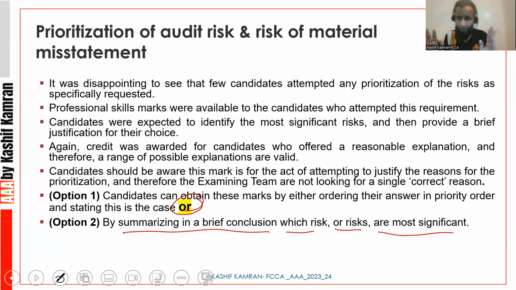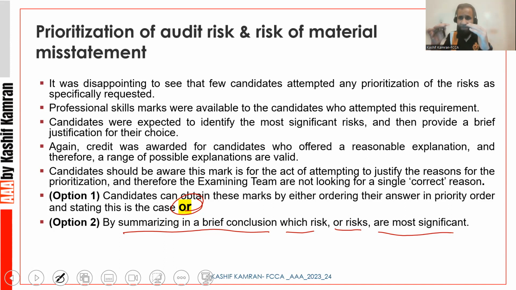then with option 2, you write the risks in any order. Suppose you get a risk in the first paragraph, a first year audit, you write that first. Then when reading through the case study, you get something about a government grant, you write that. Then you get a new accounting policy, you write that. Then you get something about impairment of property, plant, and equipment, you write that. So you are just writing risks as you get them, not arranging them in any order. So option 2 is that. Option 2 is saying, by summarizing in a brief conclusion, which risk or risks are most significant.